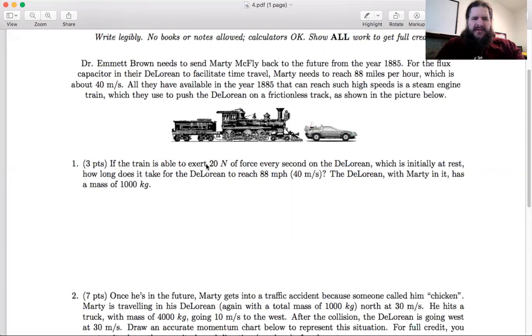So based on that information, how would we figure out how much time it takes, if that's what we're looking for? How would time and force and final speed and mass relate together?